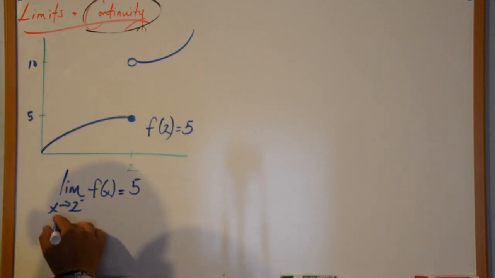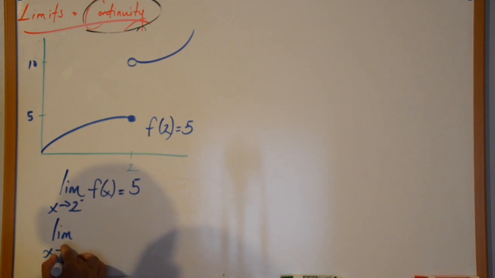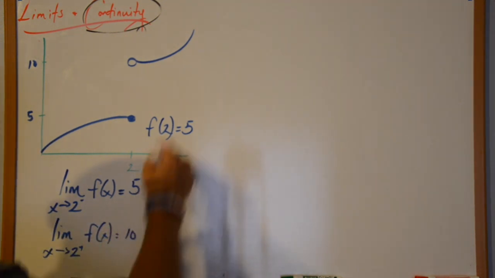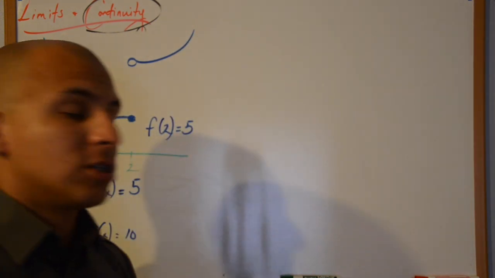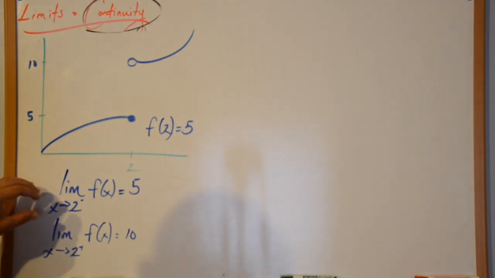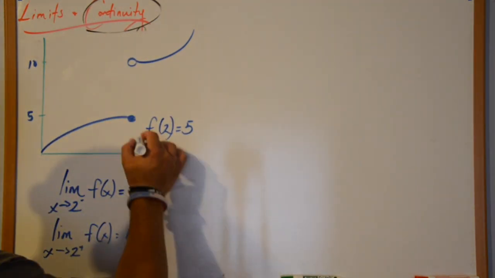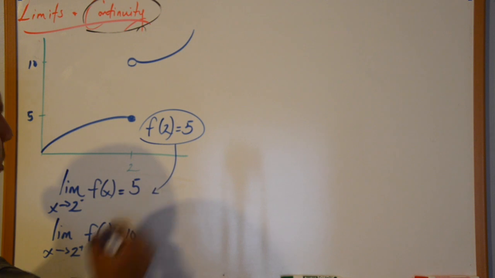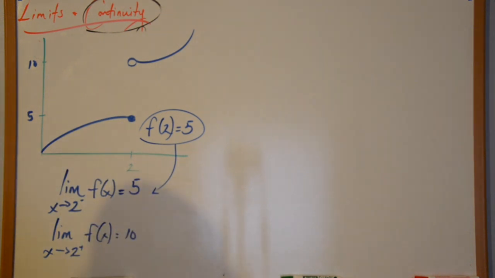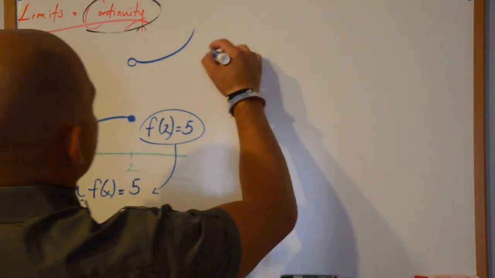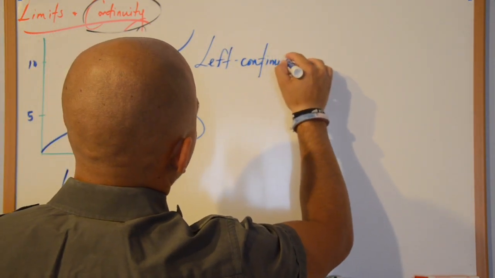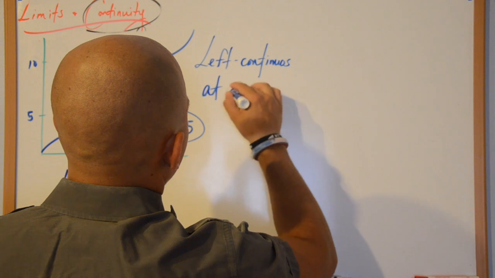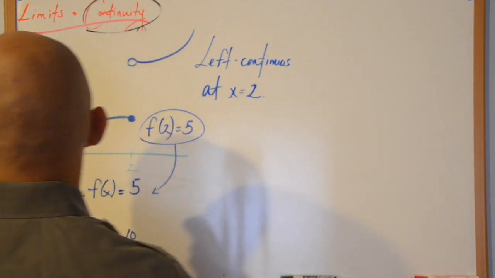However, from the right-hand side, we can see that the behavior of the function is tending towards 10. So based on our definition of continuity, since the output is equivalent to the left-hand limit, we would say that this function is left continuous at x equals 2.